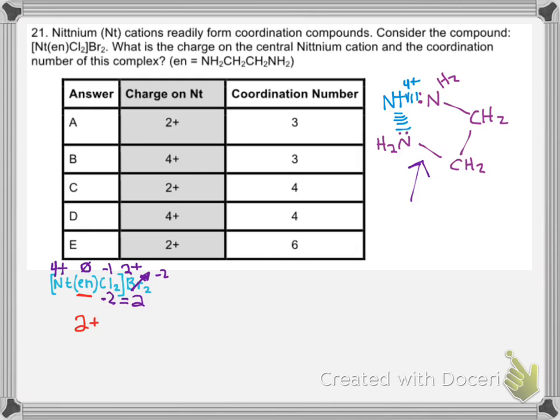So each chloride takes up 1 spot, but there are 2 of them. Our total coordination number here is 4. Again, 2 spots coming from the ethylene diamine, and a total of 2 spots coming from the 2 chlorides we have there. So choice D, FTW.